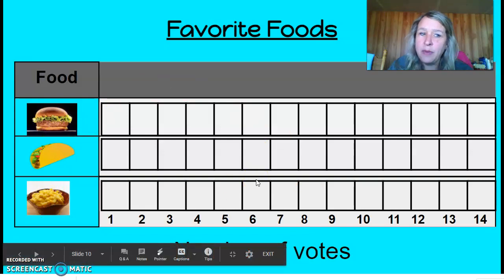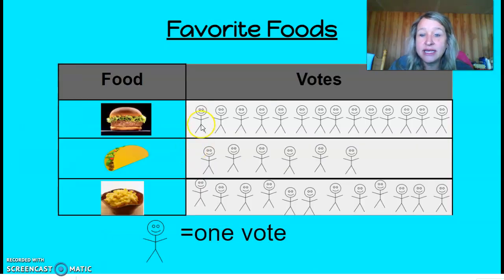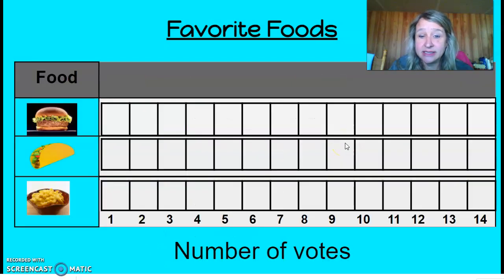So let's go back to our picture graph and see how many liked hamburgers. Let's count them with me. Ready? 1, 2, 3, 4, 5, 6, 7, 8, 9, 10, 11, 12, 13, 14. There was 14 people that liked hamburgers the best. So we need to color in 14 squares.